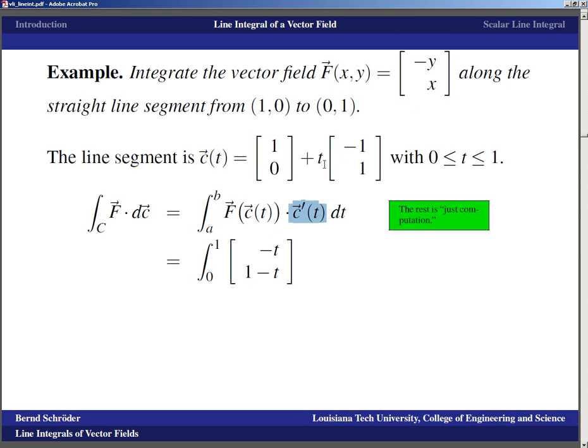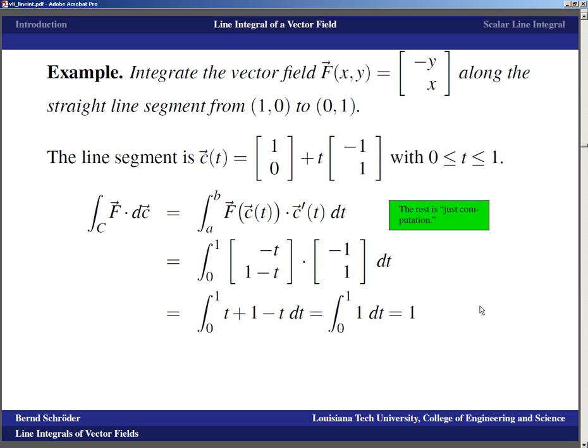Then we need to form the dot product with c prime of t. Well, for a line segment, that is quite simple, because the c prime is just right here. It's this (-1, 1). And so that's what we form the dot product with. And then, of course, we have the dt at the end. Well, this is something that is easily worked out now. This is the integral from 0 to 1 of negative t times negative 1, which is t, plus (1 minus t) times 1, so plus 1 minus t. That's the integral from 0 to 1 of 1, which is just 1. Okay, so the number is 1.